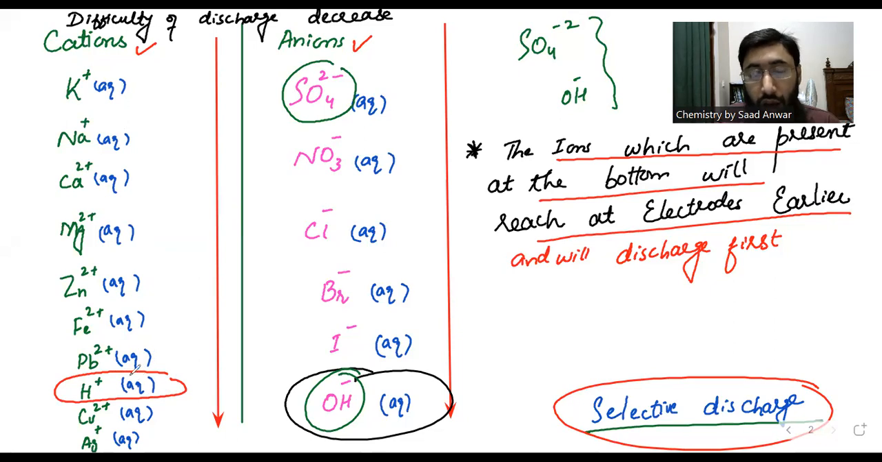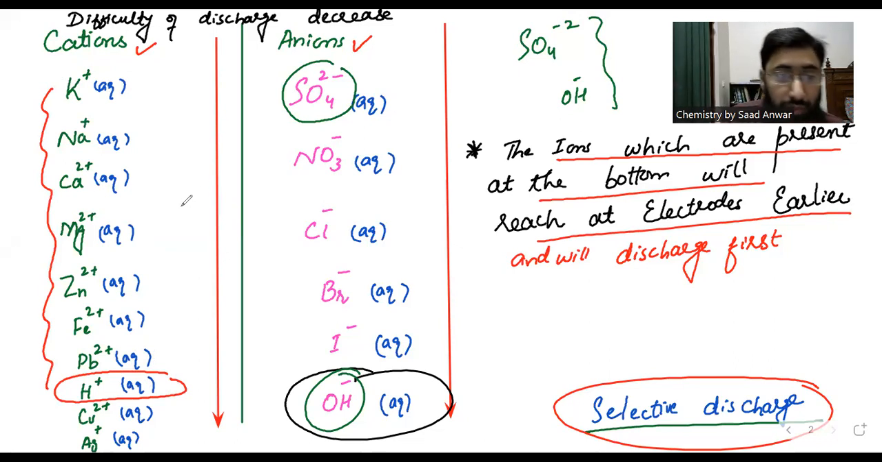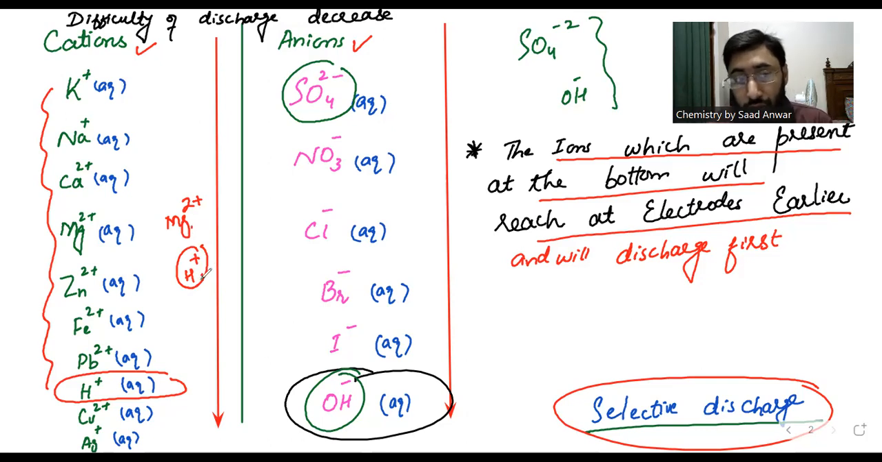Again, listen, all those ions which are present at the top of hydrogen ions cannot reach earlier when we have to compare these ions with hydrogen ion. For example, I have to compare magnesium ions with hydrogen ions, and decide which ion will reach earlier at the cathode. Remember, hydrogen ion will reach earlier at the cathode when I compare hydrogen ion with magnesium ion. When I compare hydrogen ion with calcium ion, hydrogen ion will reach the cathode earlier.